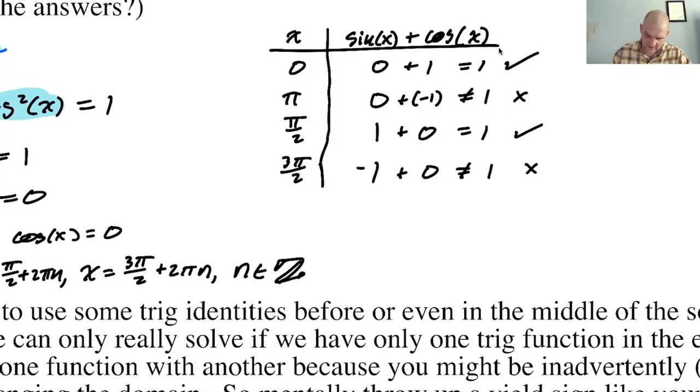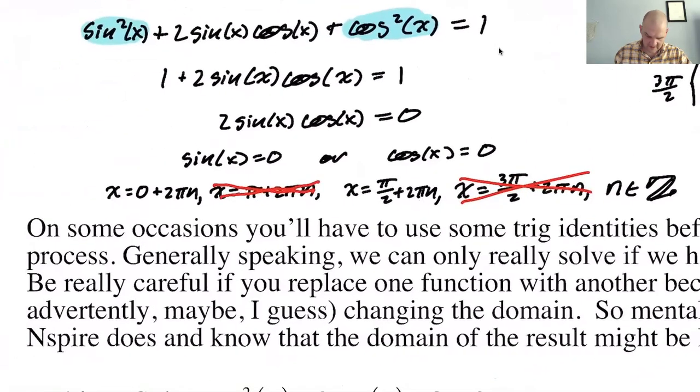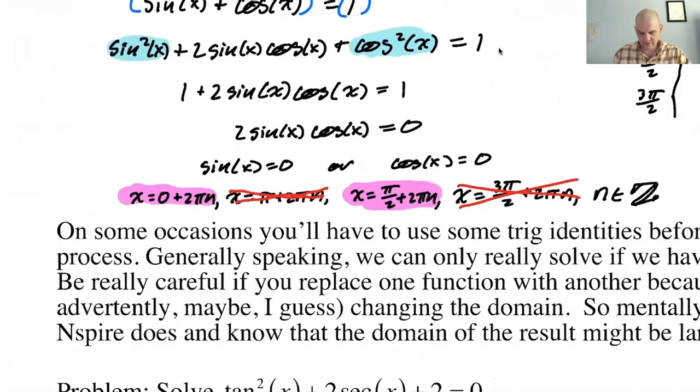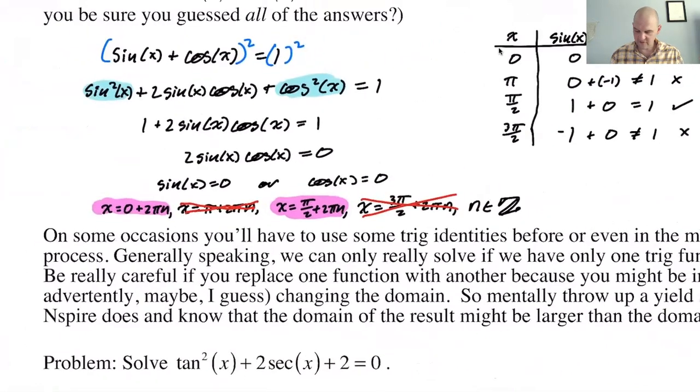So we go back over here. I'm going to cross this out. It's also extraneous. So our final answers, I guess, are 0 plus 2 pi n, or pi over 2 plus 2 pi n. But we can't do the pi n thing because it doesn't work. So you have to be really careful when you're doing these problems.